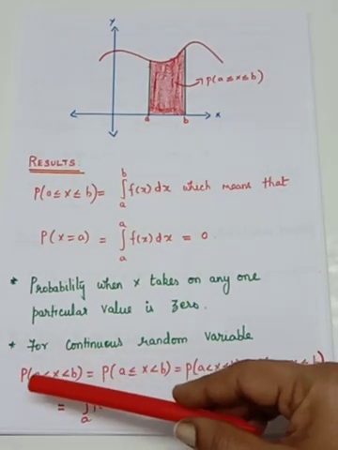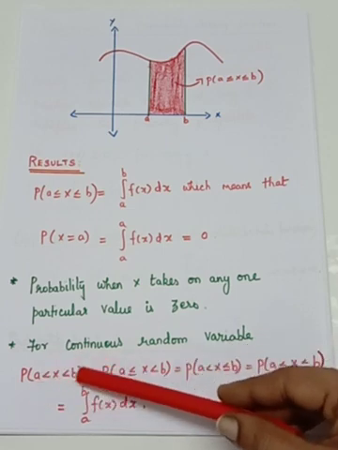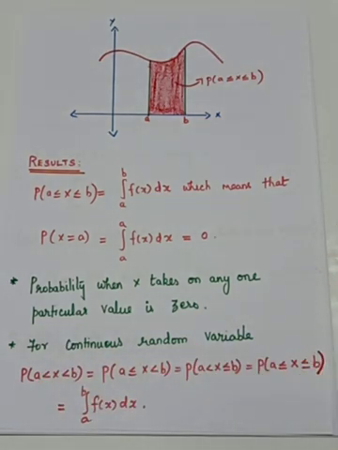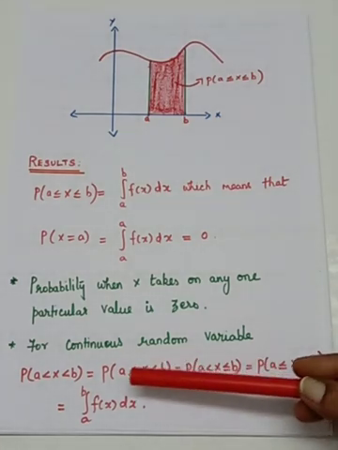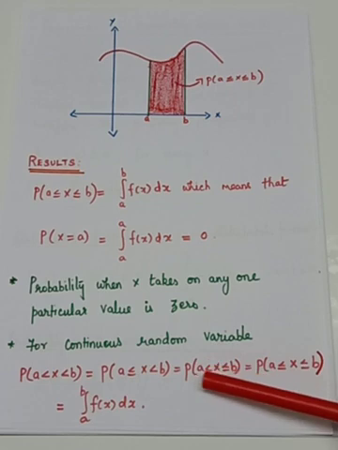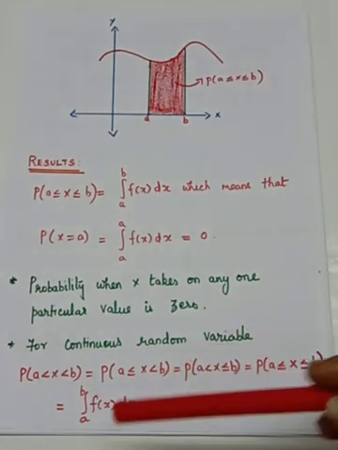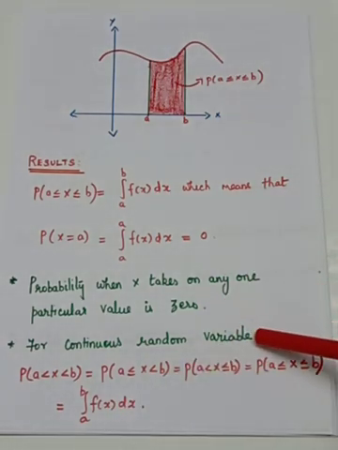What is it? P of a less than x less than b. Here the end points a and b are not included. Here a is included and b is not included. Here b is included, a is not included. Here both are included. You need not worry about whether a single point is included or not in a continuous random variable. So all four results are the same for a continuous random variable.